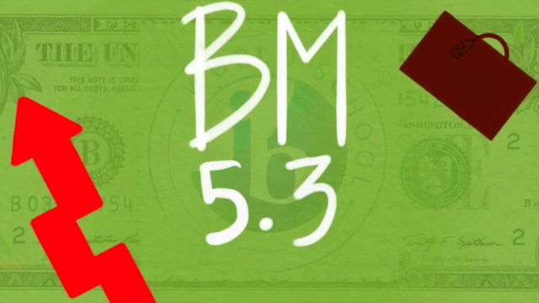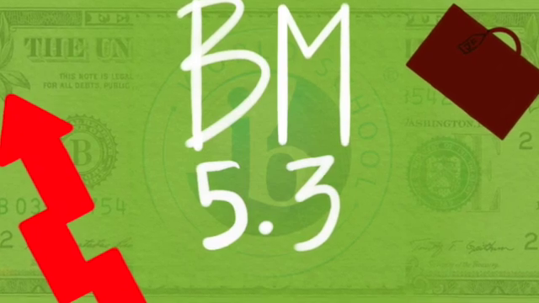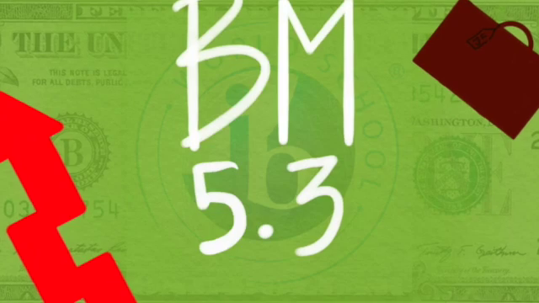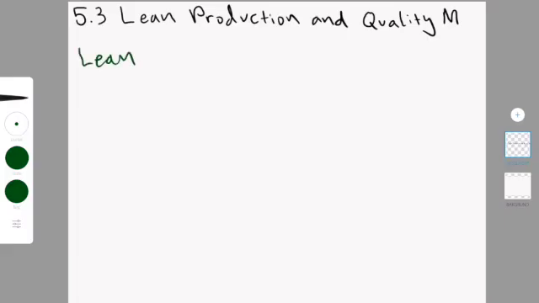Again, I'm going to remind you I do not have any credentials. However, I have studiously read the business management book and paid attention in my classes. So hopefully this will be accurate. So 5.3 is about lean production and quality management.